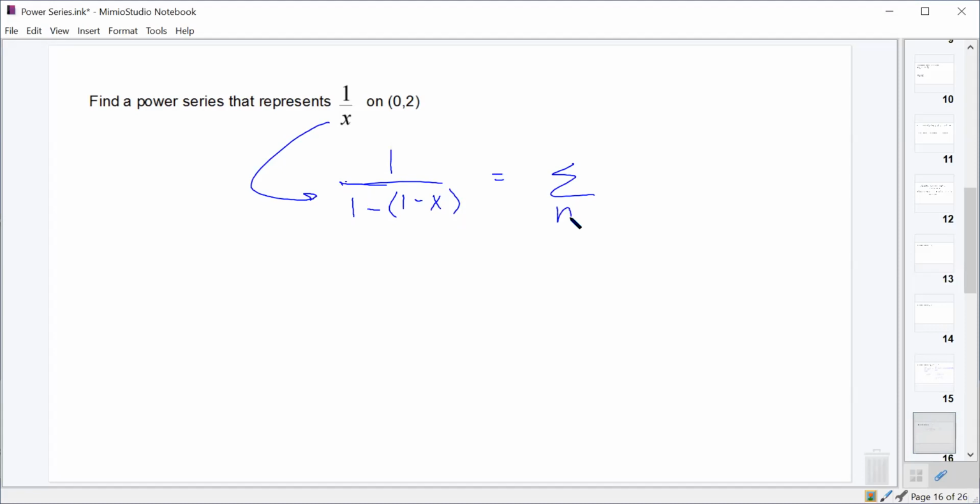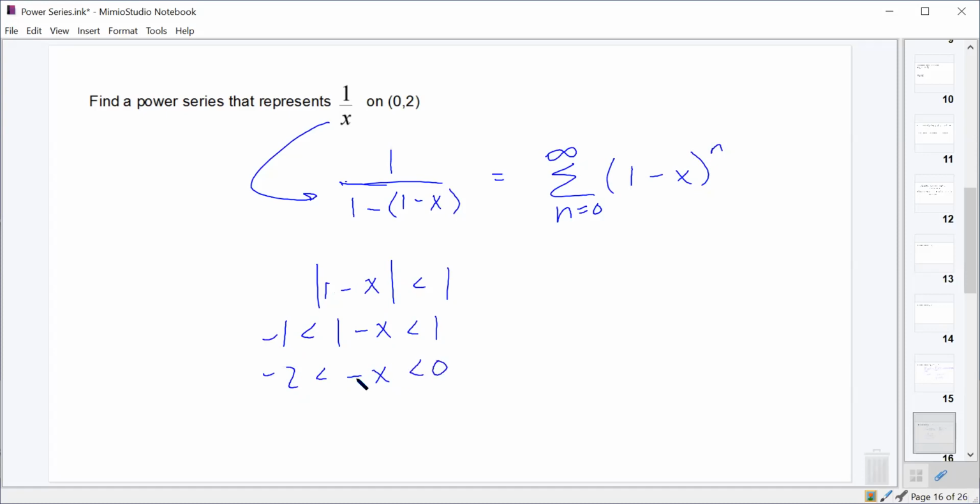So this should then be the same as the sum from n equals 0 to infinity of 1 minus x to the n, with a common ratio of 1 minus x, which would mean that we would put the absolute value of 1 minus x less than 1, or 1 minus x is less than 1 and greater than -1. We'd subtract the 1, and then we'd multiply by a -1, which would flip our inequality signs, and we get x is greater than 0, less than 2, which is exactly what we wanted.